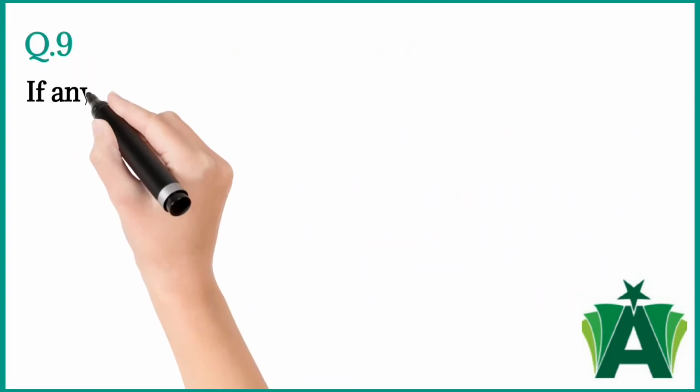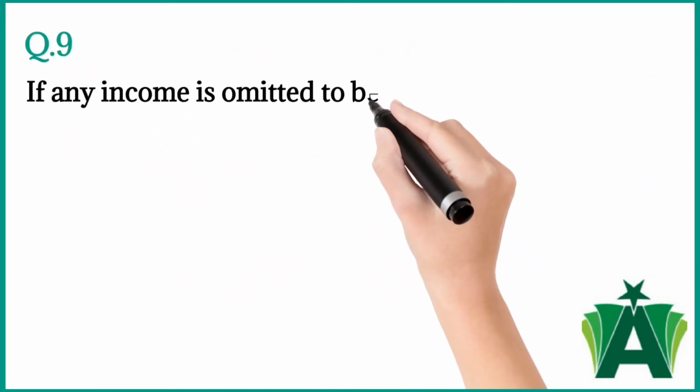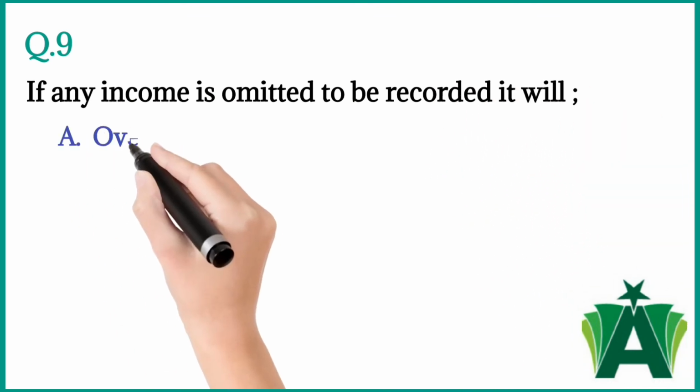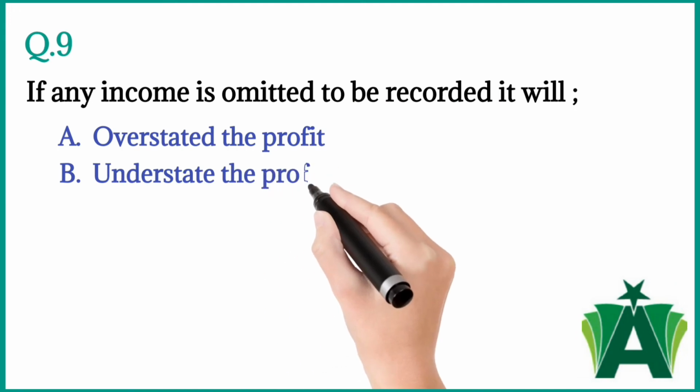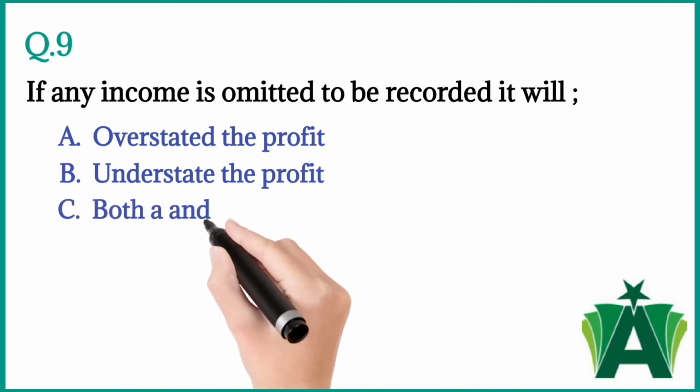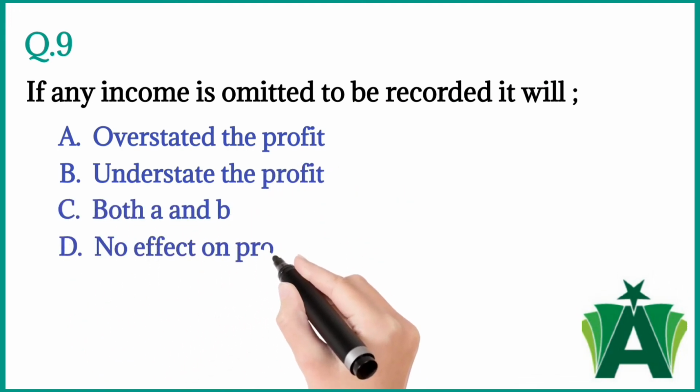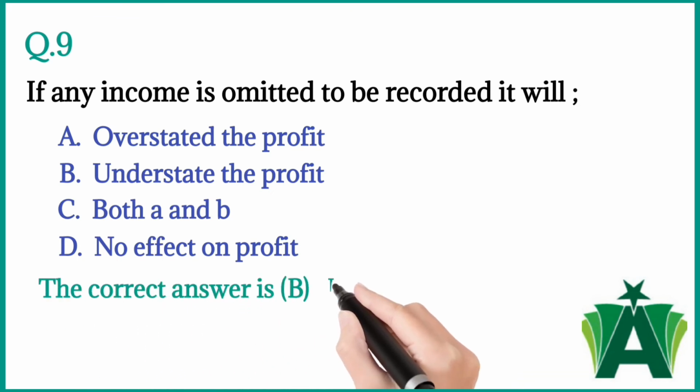Question number 9. If any income is omitted to be recorded, it will: A. Overstate the profit. B. Understate the profit. C. Both A and B. D. No effect on profit. The correct answer is B. Understate the profit.